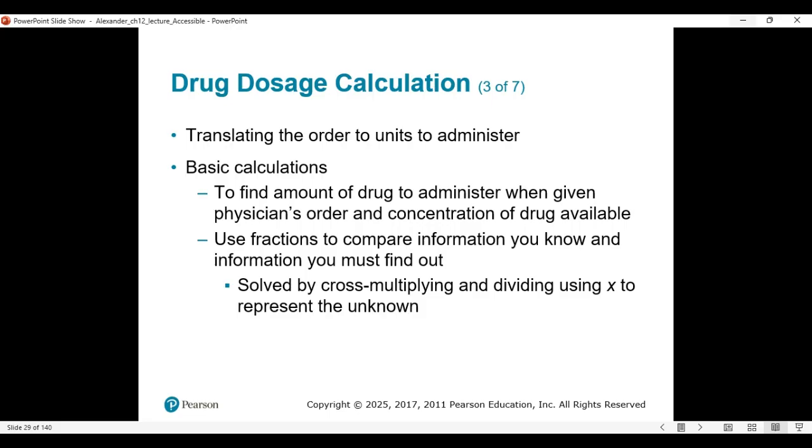We've got to translate the orders to units to administer, using basic calculations to find the amount of drug when given the physician's order and the concentration available. Use fractions to compare information you know. So we're going to solve by multiplying and dividing, using x for the unknown. Like I said, I'm just touching on this, but we're going to go into great detail in another section or another video.